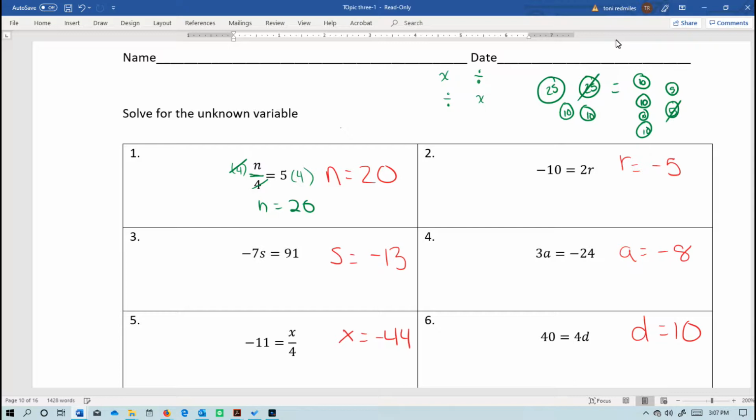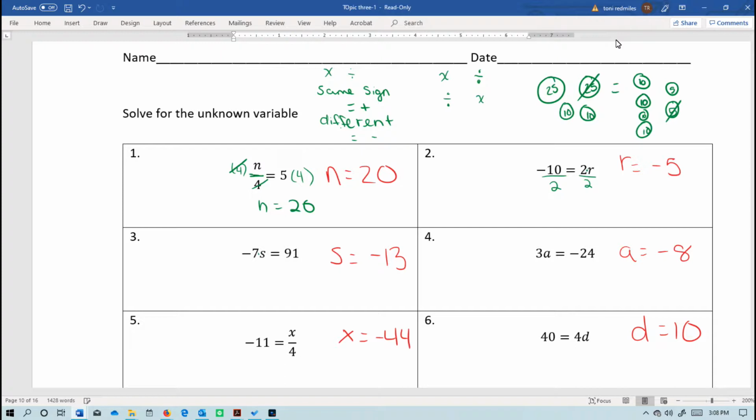All right, over here, the 2 is multiplying the r, so to undo it, we have to divide. So I'm going to divide both sides by 2. Now, 2 goes into 10 5 times, and it's negative because with negatives and positives, when we're multiplying and dividing, if they have the same sign, the answer is positive. Different signs, like in this situation, the 10 is negative and the 2 is positive, then it equals a negative answer, so negative 5.